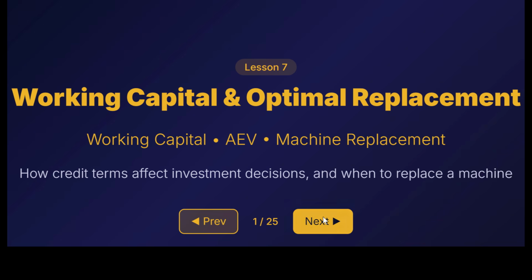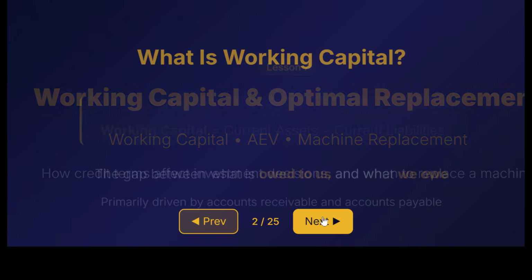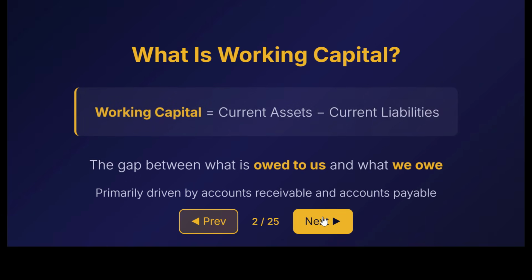Lesson 7. Working Capital and Optimal Machine Replacement. This lesson covers two major topics that refine the investment analysis introduced in earlier lessons. The first topic is working capital, how the timing of payments to suppliers and receipts from customers creates an additional cash flow dimension. The second topic is optimal replacement timing, a method for deciding when to replace a machine using the annual equivalent value criterion.